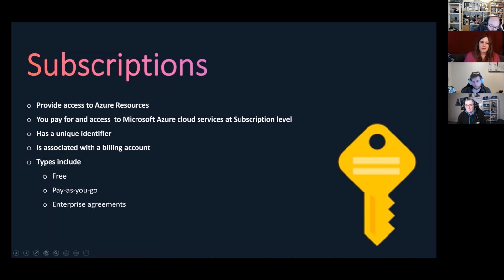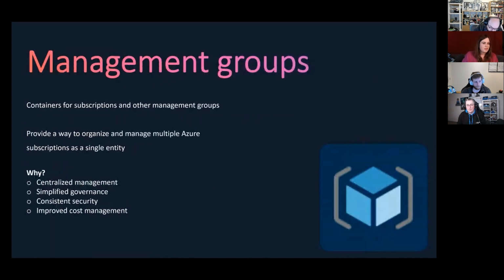If we can go one further for now. So on the top of our hierarchy, we have the management groups. Basically, we had subscriptions that can hold multiple resource groups that can hold multiple resources. Management groups basically hold multiple subscriptions.